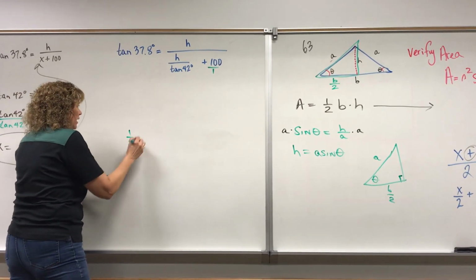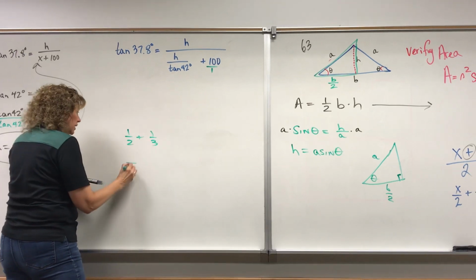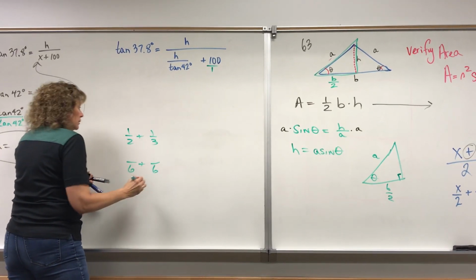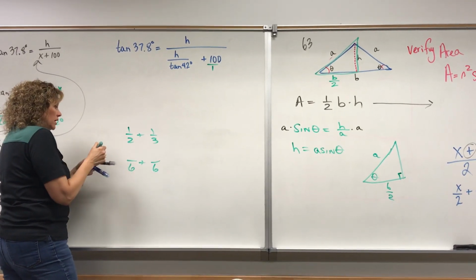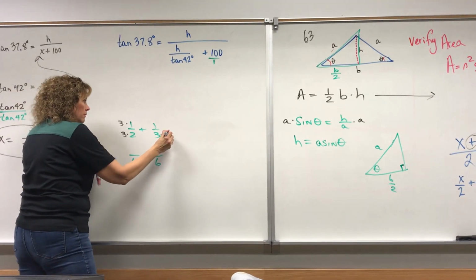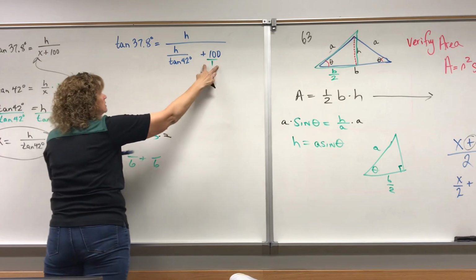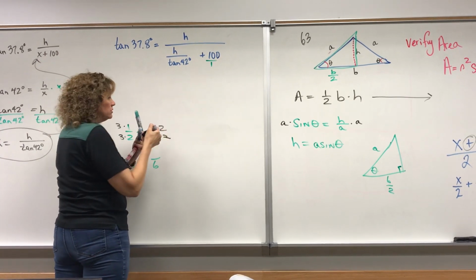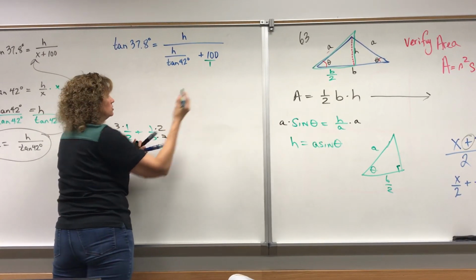If we have 1/2 plus 1/3, the common denominator is 6. And how do we make the common denominator? We multiply top and bottom by what we need. This needs a tangent of 42, so we have to multiply top and bottom by the tangent of 42.